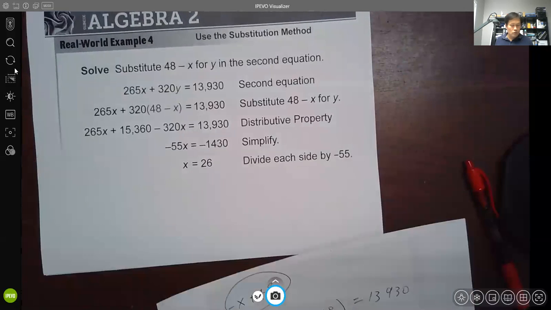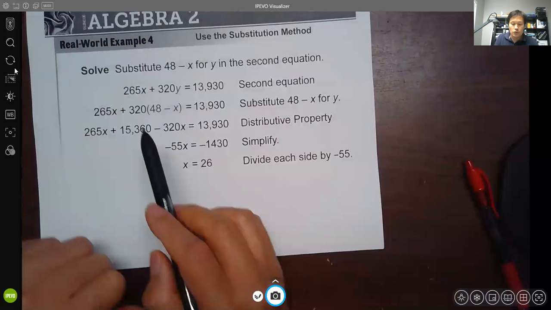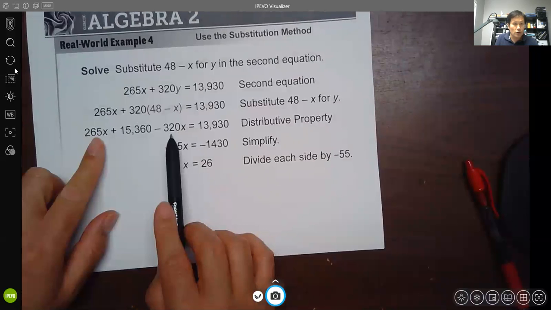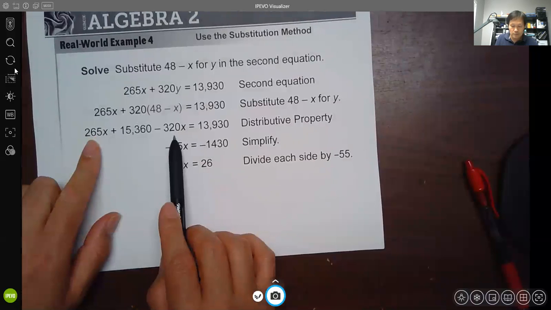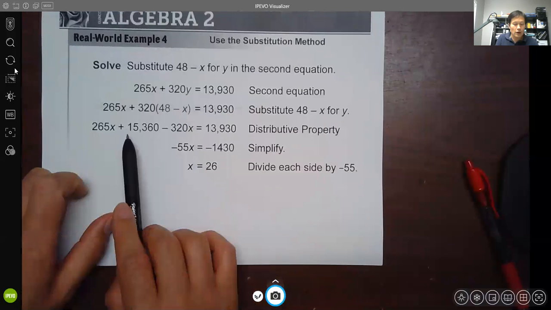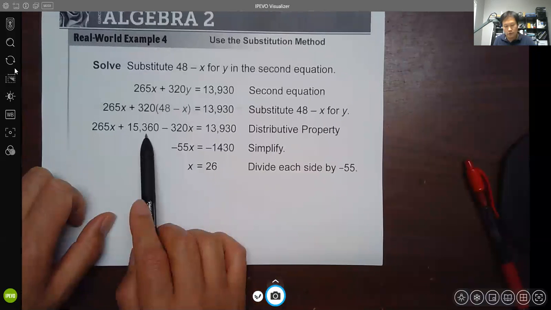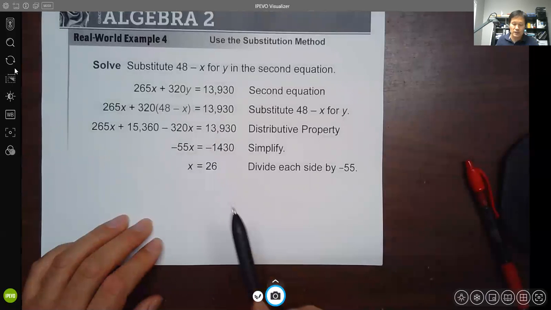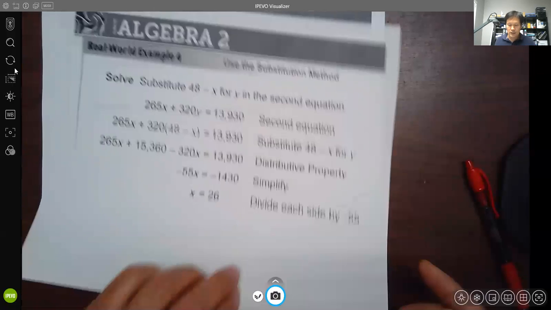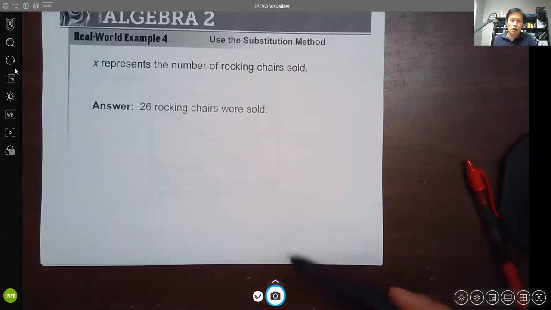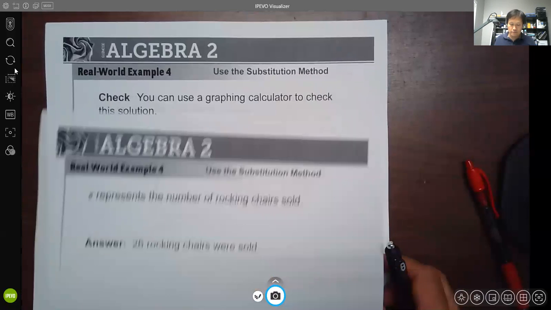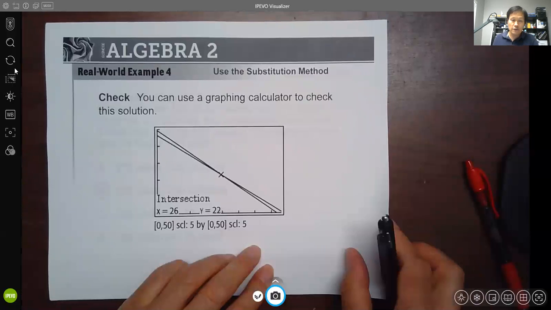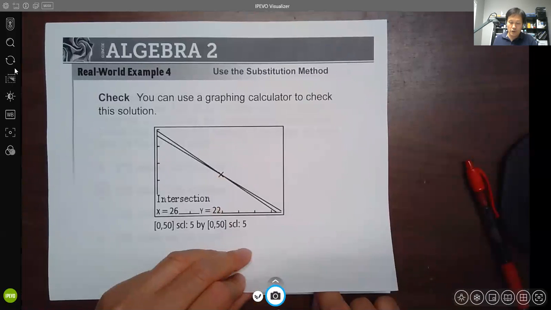So once you substitute, distribute 320, combine like terms here, okay? Then minus 15,360 both sides, you're moving that to the right. Then divide by minus 55 both sides, you got the answer is 26. And 26 was the number of rocking chairs, you're done. You could also graph using a graphing calculator and find the intersection.